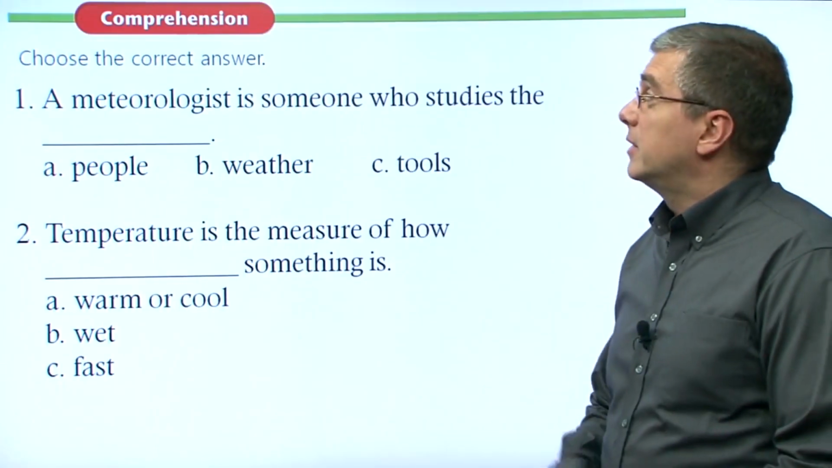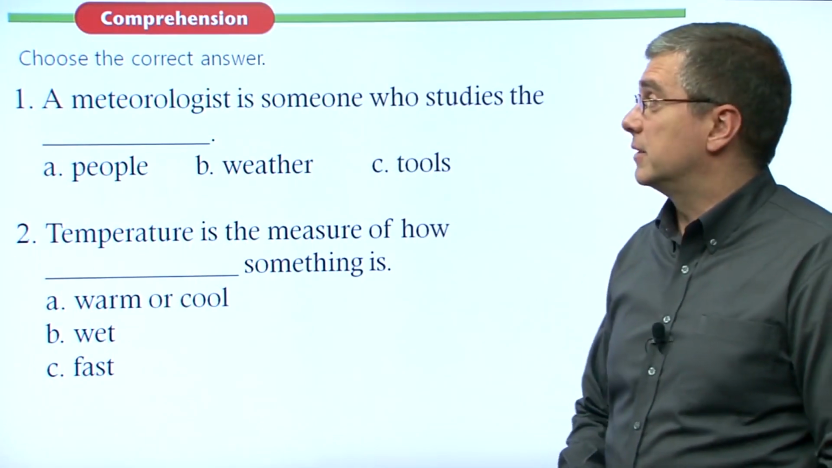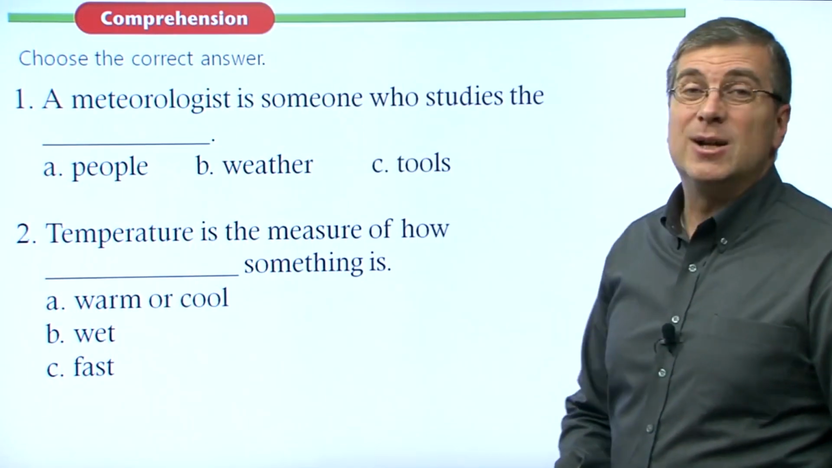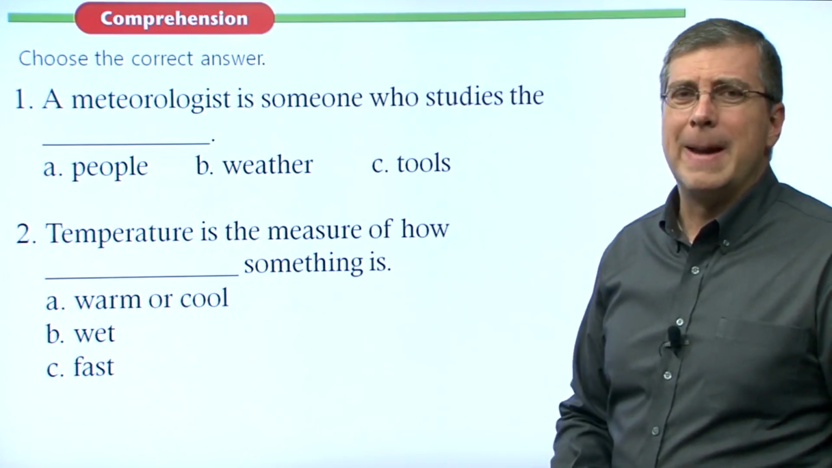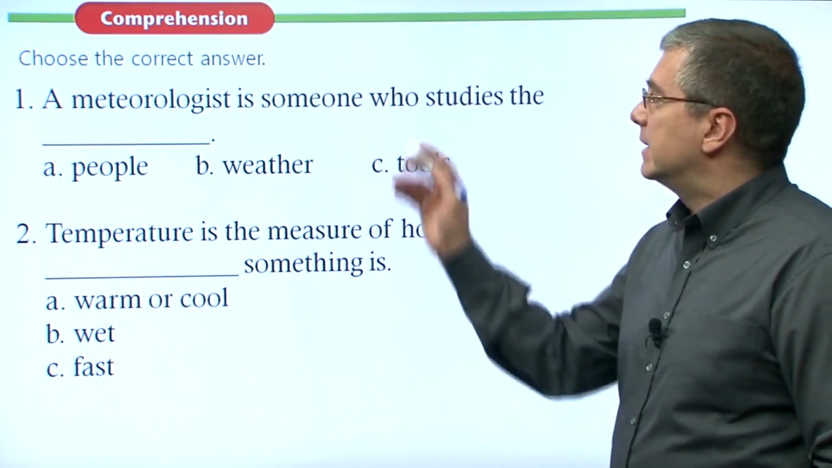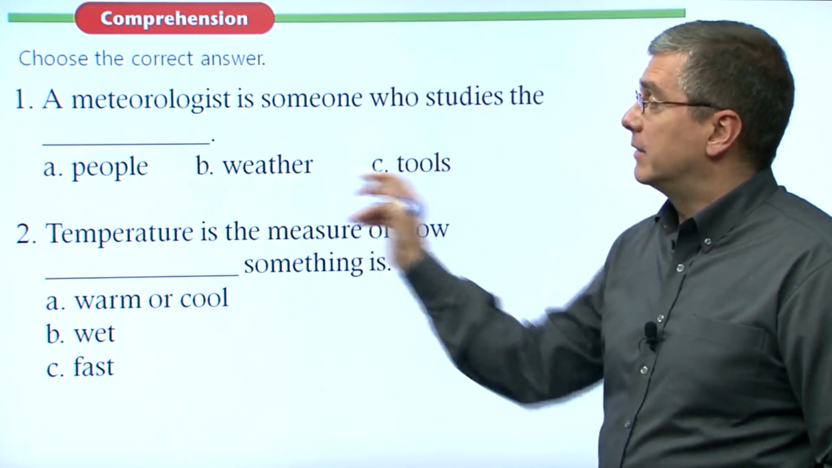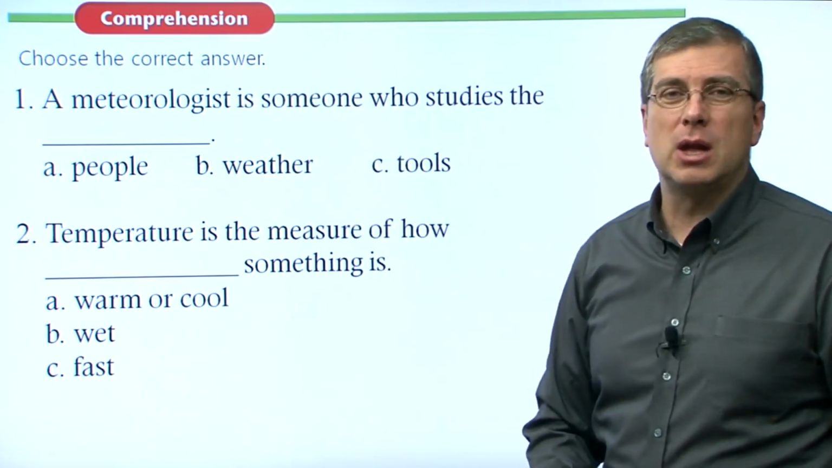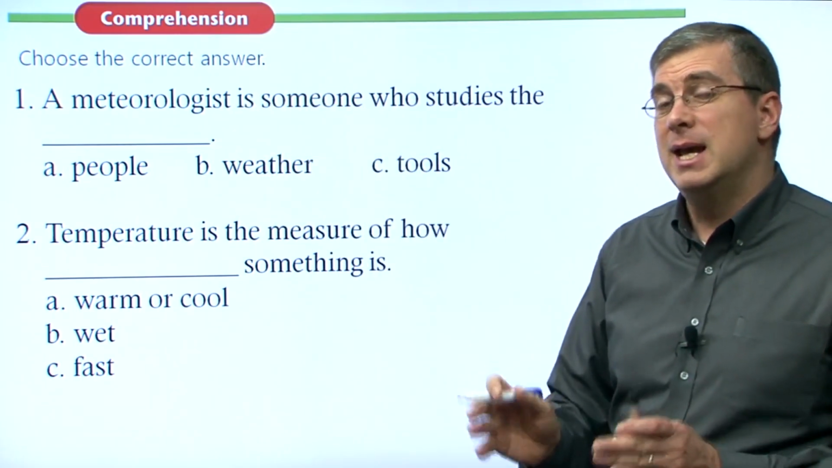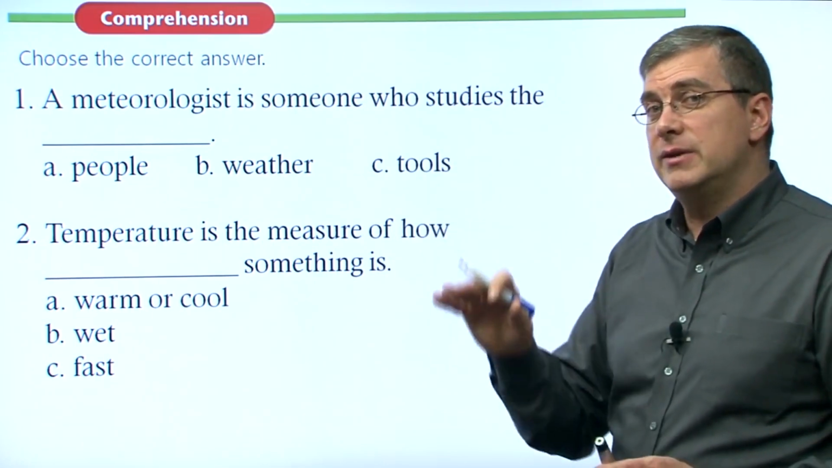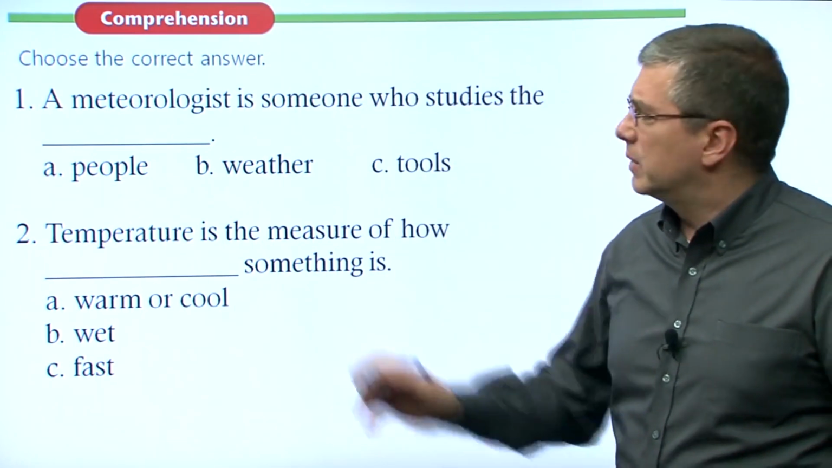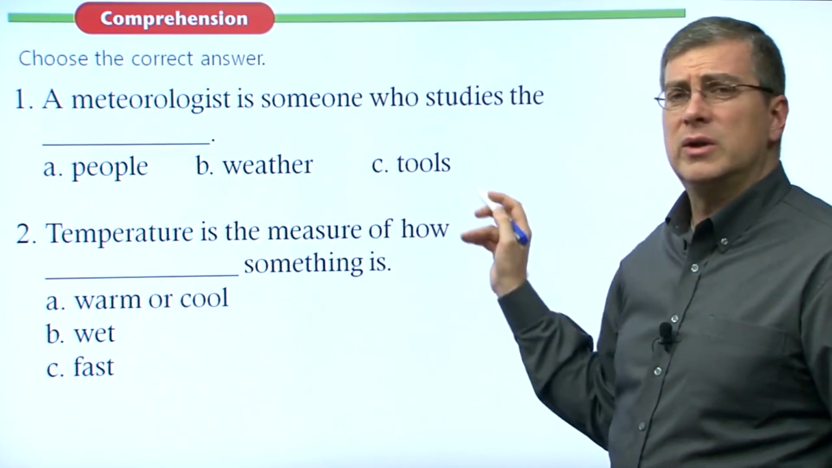Okay, let's talk about the reading comprehension questions. Number 1, a meteorologist, right? Difficult word. Meteorologist is someone who studies the what? Remember we talked about meteorologist? We saw a picture of somebody. He was looking at the computer screens. What was he studying? Was he studying people, weather, or tools?